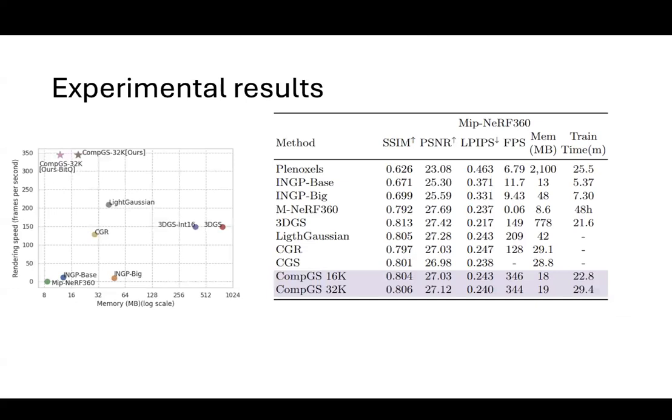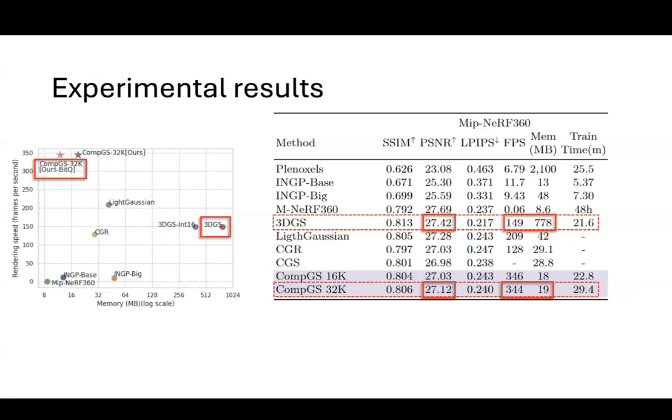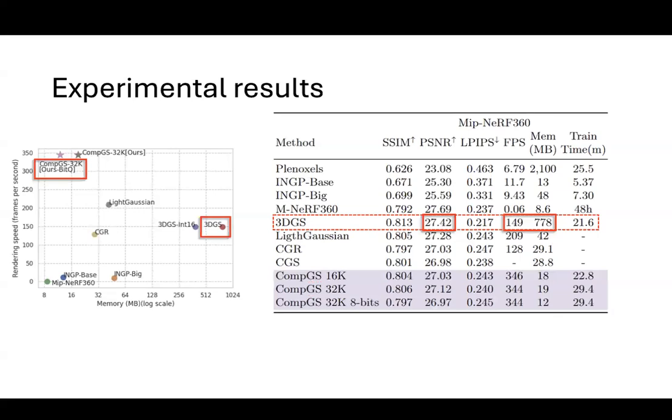These results show the comparison between CompGS and other state-of-the-art novel view synthesis methods. CompGS with codebook of size 32K maintains the performance advantages of 3DGS, while on average being more than 40 times smaller and 2 times faster at rendering time. CompGS 32K 8 bits is the post-training bit quantized version of CompGS. It further increases the average compression ratio to nearly 65 times with a small drop in rendering quality.